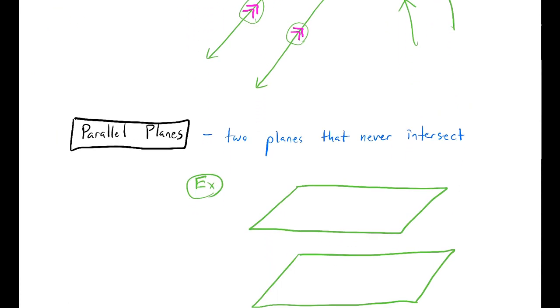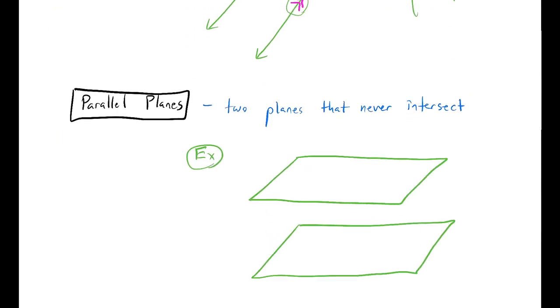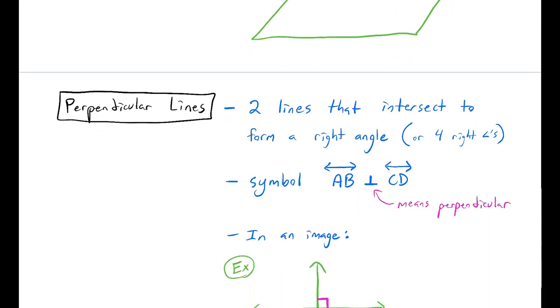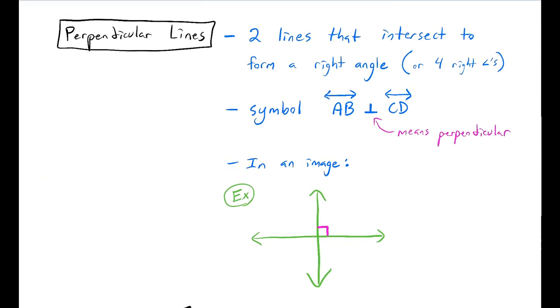So parallel planes. The word parallel can also apply to planes, not just lines. It looks like this. Again, it's kind of like if you imagine a closed book, and you have page 5 and page 100, right? Those two won't touch, right? But they're parallel planes, okay? And then perpendicular lines, they're two lines that intersect to form a right angle, or depending on the book, sometimes they'll say form a 90-degree angle. Okay, the symbol for perpendicular we've already been using, but it's that symbol right there. In an image, we show it with a little square at the intersection.